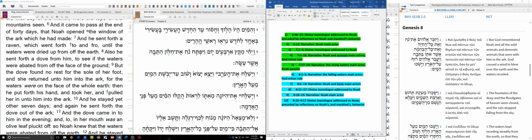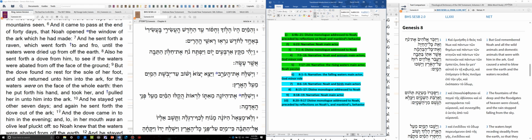He sent forth a raven, which went forth to and fro unto the waters, until the waters were dried up off the earth. What's interesting about that is he sends the raven, and a raven is an unclean animal. What's fascinating is he only brought unclean animals in by pairs. So if something happened to this raven, that species would die. Right? Because you have to have a male and a female. So say he sent out the male, something happened to the male and he never returned, well, there's not going to be any more ravens.